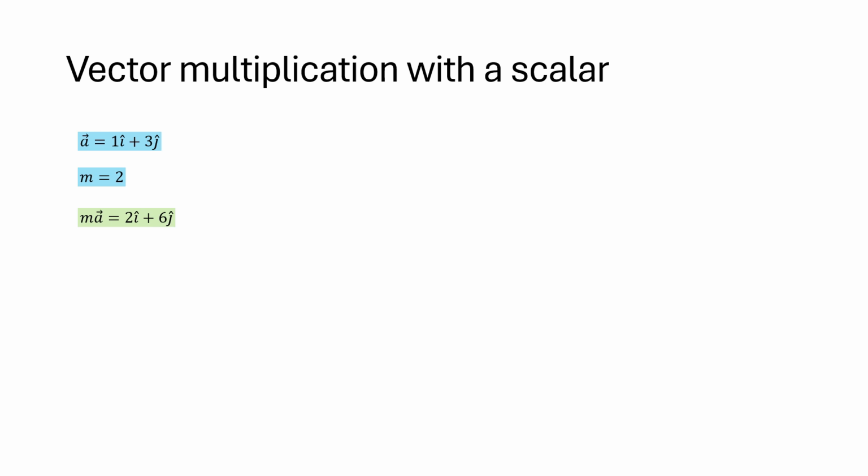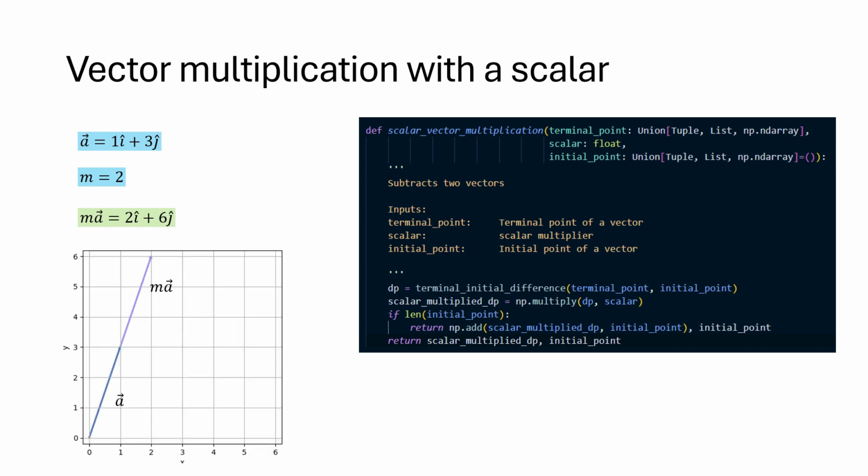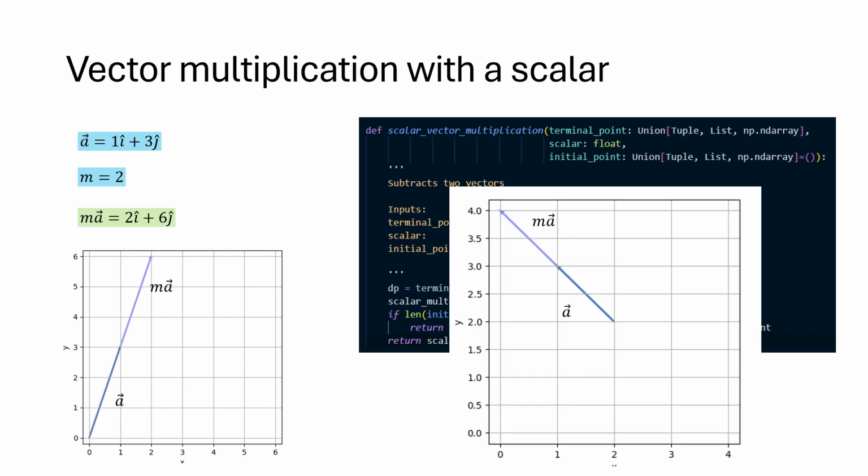When a vector is multiplied by a scalar, it scales accordingly. If the scalar is positive, the direction of the output vector remains the same as the input vector. A negative scalar, however, changes the direction of the output vector. We use this function scalar underscore vector underscore multiplication and find the product of scalar m and the given vector a. In another example, where the initial point is not at the origin, for the same value of m, we stretch the length to twice the original length of the input vector in the same direction.